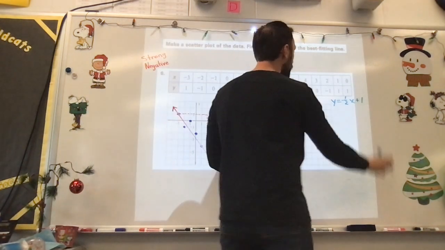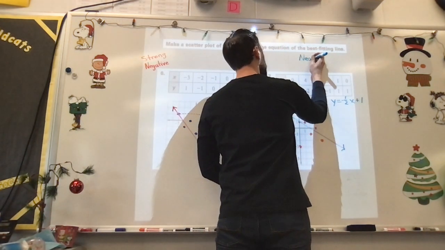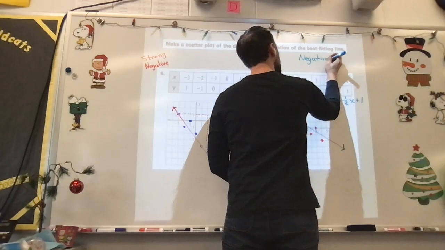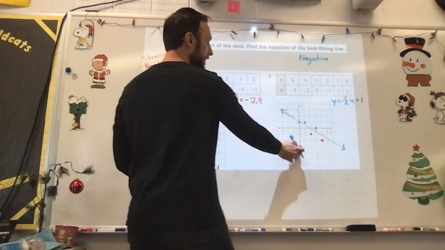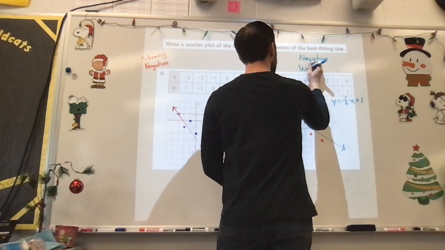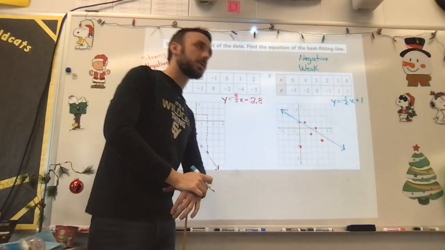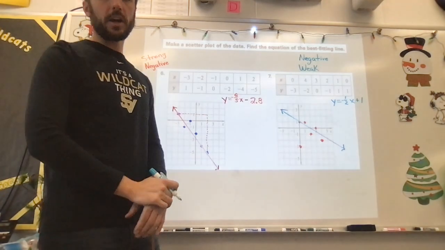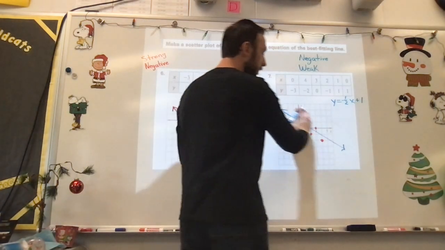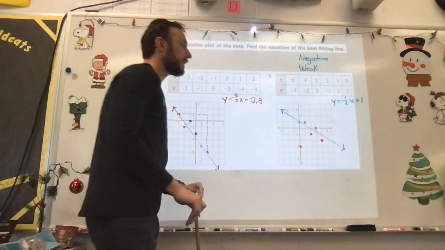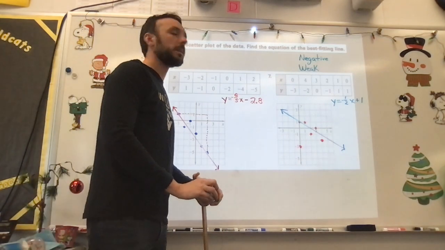That is going downhill, so it'd be a negative correlation. This isn't super weak, but we haven't had one yet, so we'll throw that in because of that outlier there. We'll say it's a negative weak correlation. If you wrote negative strong, I could see it. I could see how you could justify that because overall, most of the data is right there. But just because we haven't had one yet, I want to change it up a little bit.